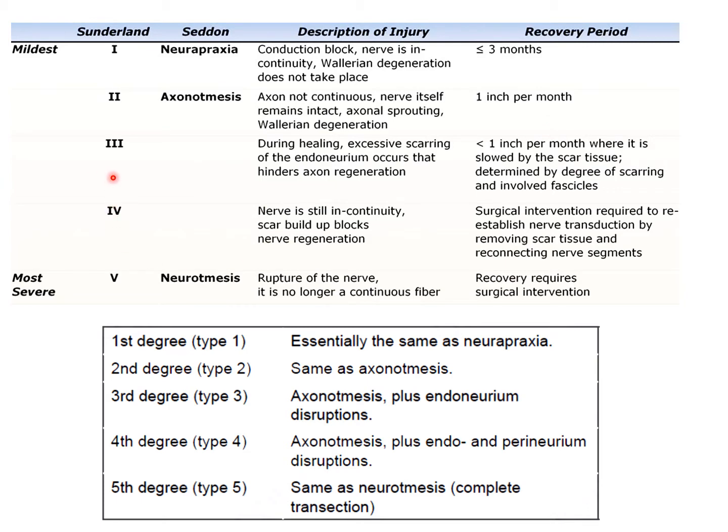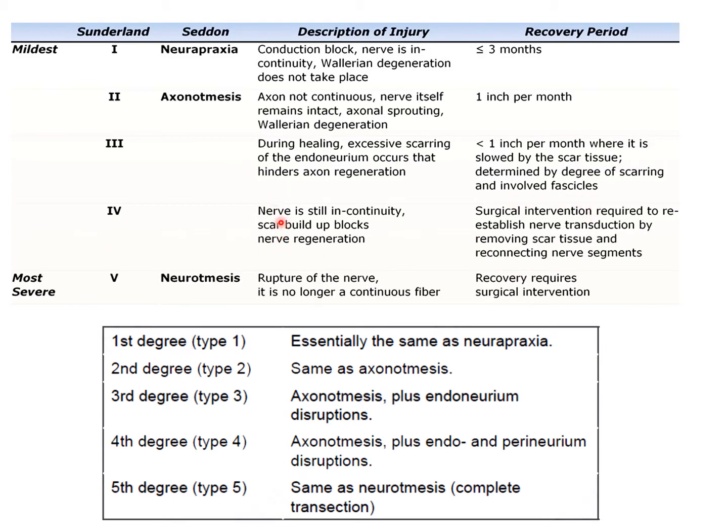And third degree, during healing, excessive scarring of the endoneurium occurs that hinders the axon regeneration. In the recovery period, it is less than one inch per month, where it is slowed by the scar tissue and determined by the degree of the scarring and involved fascicles.